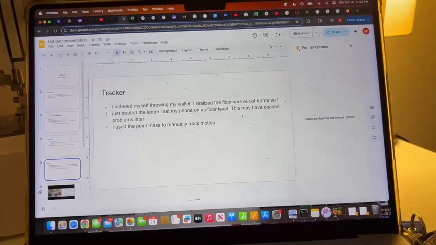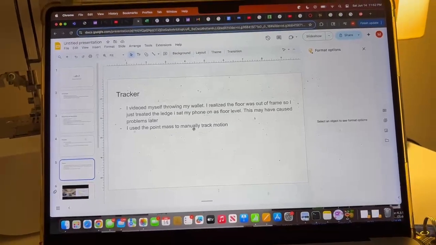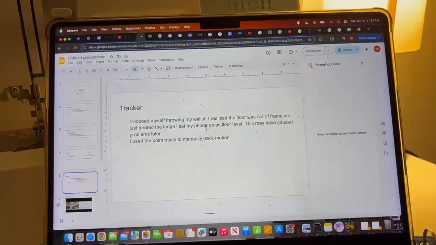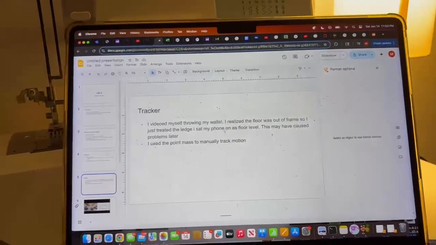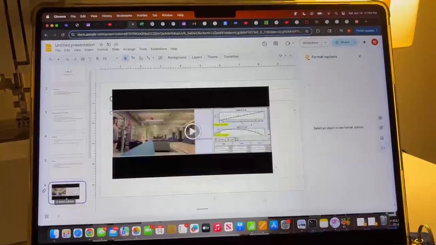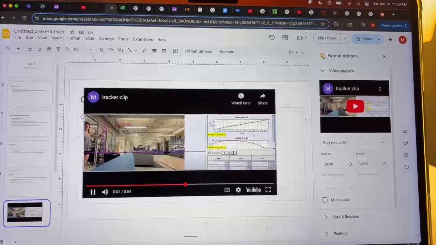So for Tracker, I videoed myself throwing my wallet. I do realize that the floor was out of frame by the time I'm finished with the video, so I just treated the ledge that I sat my phone on as what floor level was, and this may have been the cause of some of my later issues, and the point mass was how I manually tracked motion. So here's my Tracker video.